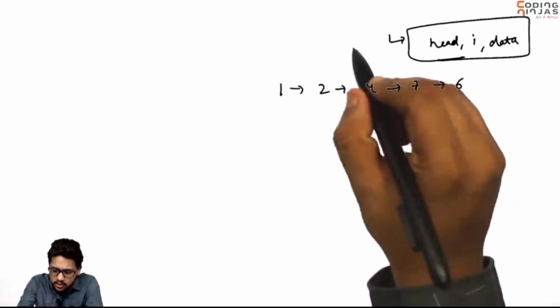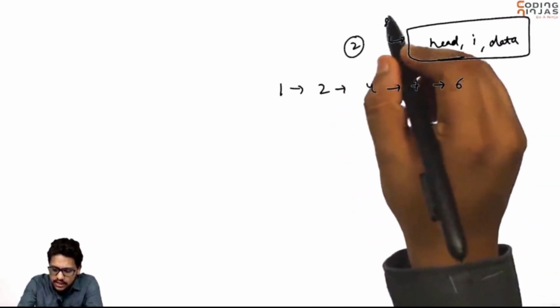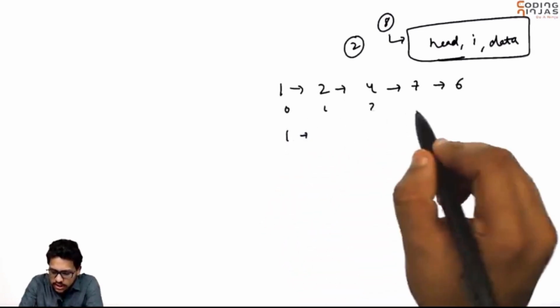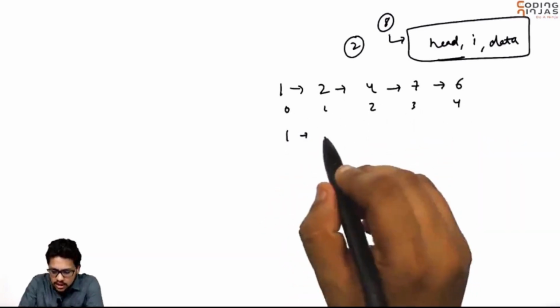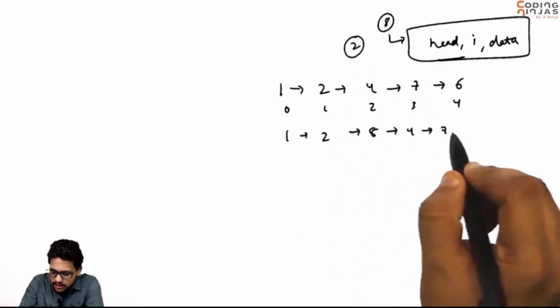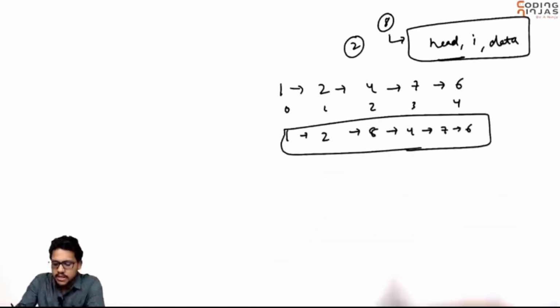So let's say 2 is given to you, and let's say 8 is given as data. This is the 0th position, first position, second, third, fourth, like this. So at second position, this linked list should become like this. This is the expected output after that. So how can we do it recursively?